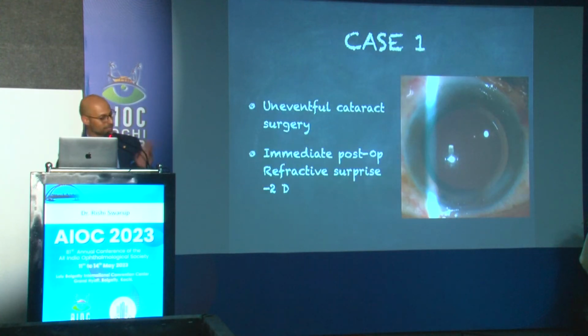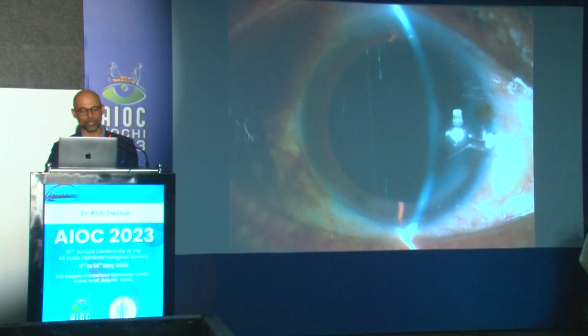So I'll just show 2 cases and I'll close. One is this one case. Uneventful cataract surgery, everything was perfect. You can see it's a good rhexis, well-centered lens. But immediately post-op, the refractive surprise was -2. So what could be the cause?